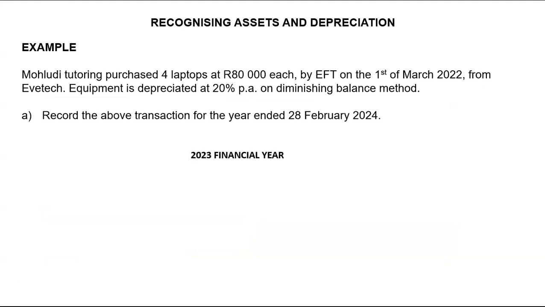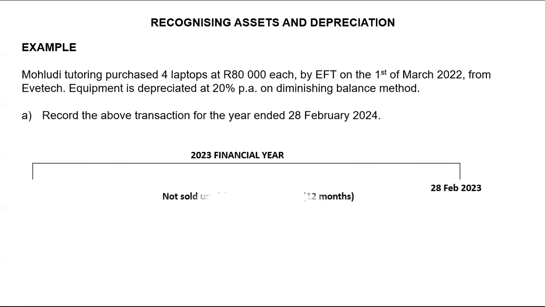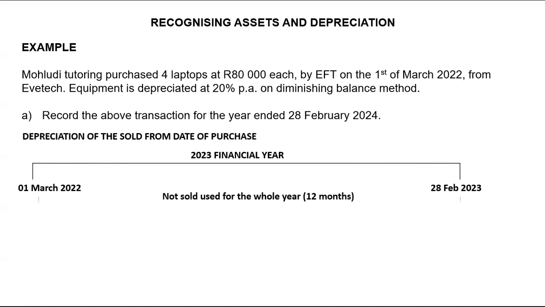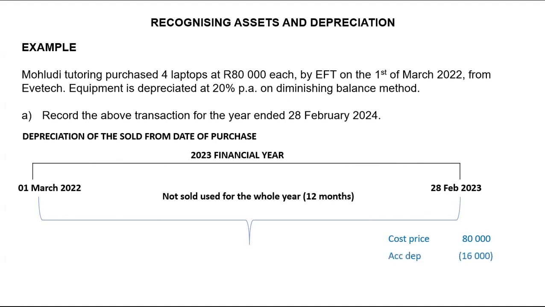So this is what we're going to go back to. From when we bought this equipment, we bought it, remember, in 2022 on the 1st of March. This equipment that year, we depreciated it for the entire year, right? So at the end of the year, its depreciation was 16,000 and then the carrying value was 64,000. Just on this one laptop.